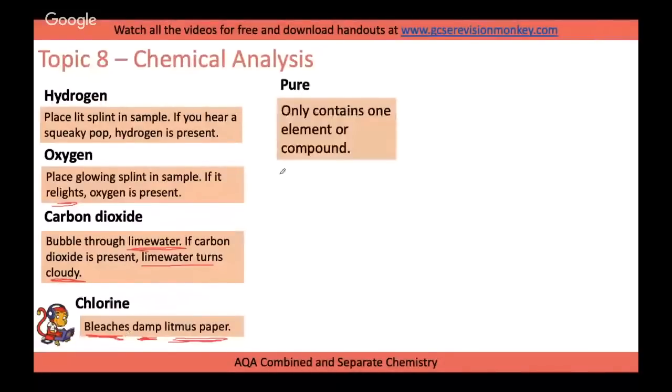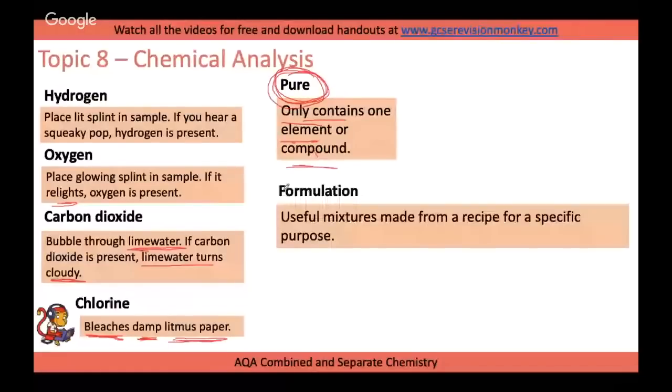Let's talk about different compounds then. Some materials are pure. They only contain either one element or one compound, nothing else. Others are specific formulations. Now, this is the definition you'll need to know. It's a useful mixture made from a recipe or a formula, you could write, for a specific purpose. So, for example, paint is an example of a formulation. In paint, you've got the pigment in there, you've got the resin in there, the binder in there, and they are all in specific amounts to make that particular useful purpose.